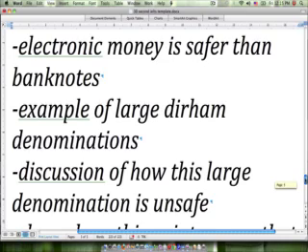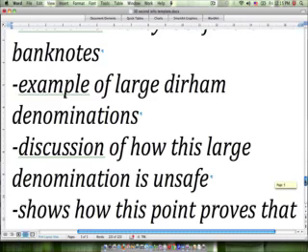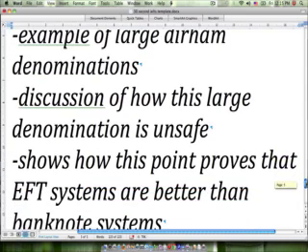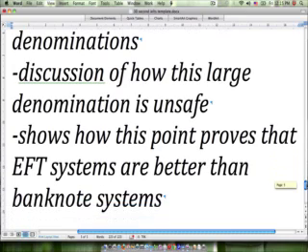First, electronic money is safer than banknotes. That's the topic sentence. Then they provide an example of large dirham denominations. Thirdly, they provide us a discussion of how large denominations are unsafe. Finally, they show us how this point proves the thesis that EFT systems are better than banknote systems. Now, as far as reasoning goes, this student's paragraph is fine. The reasoning behind all of the sentences is fine. The problem is that the structure of the sentences themselves are difficult to understand.